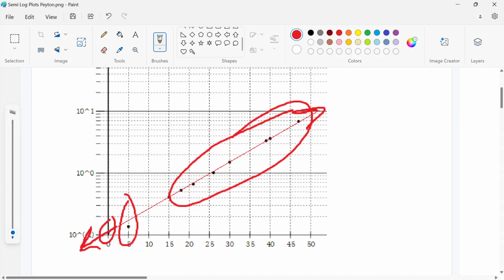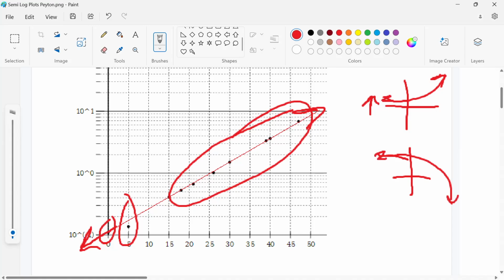So is it linear? Yes, then it's exponential. Linear with a positive slope means it's an increasing exponential function, something like that. Linear with a negative slope means decreasing exponential function, something like that. And I know this is supposed to go on and on forever. Okay, I'll put the arrows. I'm just giving you the shape. So this is an increasing exponential function.